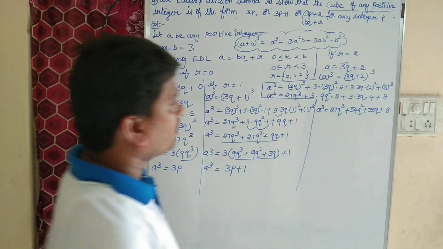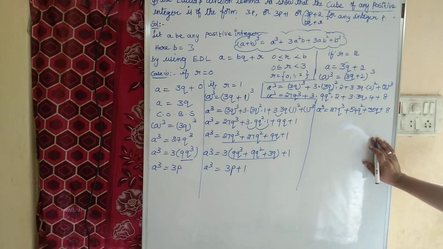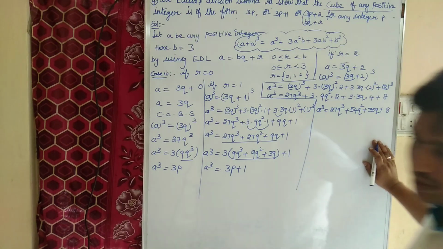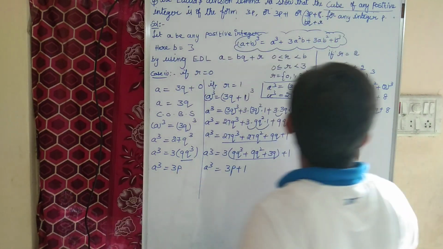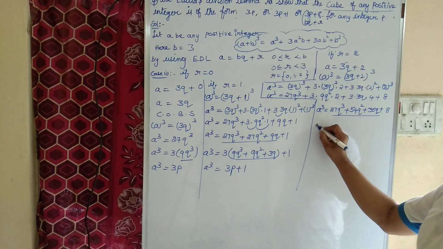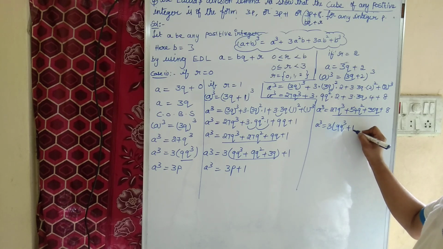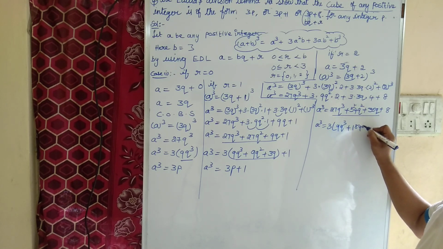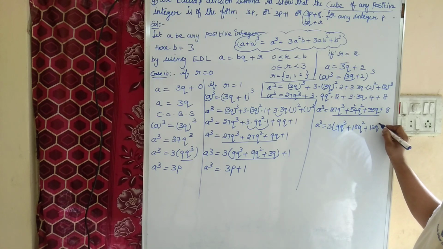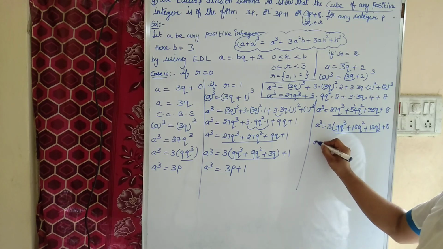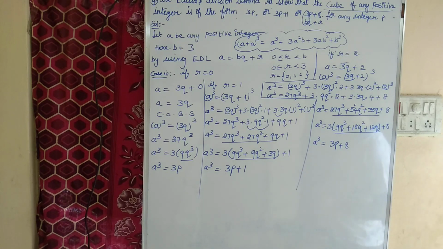They are asking to prove 3p plus 2, right? So r equal to 2. So among these 3, I can take 3 as common. If I take 3 common, 3 9s are 27, 3 18s are 54, 3 12s are 36, and plus 8. I can consider this as p plus 8. So we got 3p plus 2.